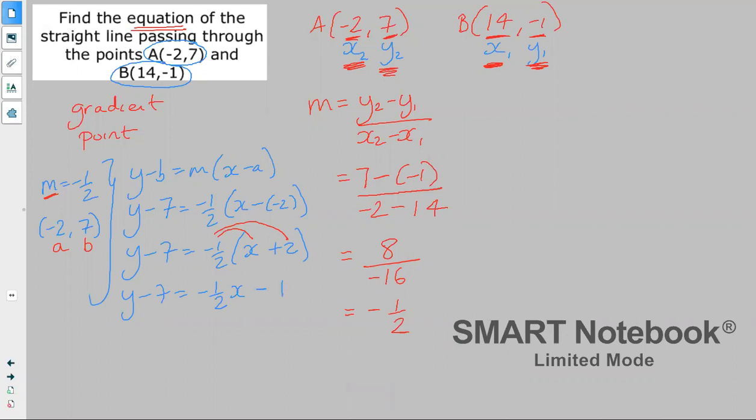Okay, and then all you want to do now is get y all by itself. So you want to get rid of this take away 7 by adding 7 to both sides. So it becomes y equals negative a half x and add 6 with a positive 7 take away 1. And that's the equation of the line. That's us. Let's clear that one, go on to the next one.